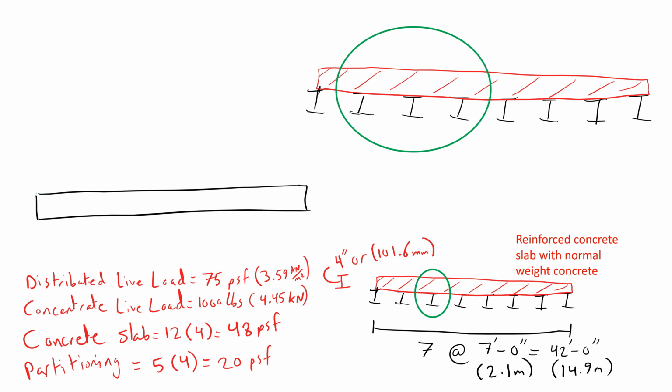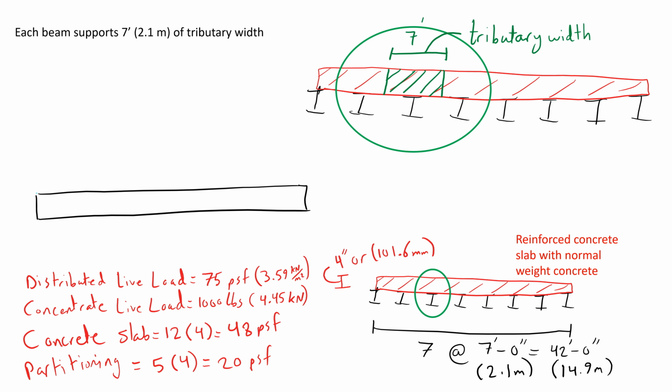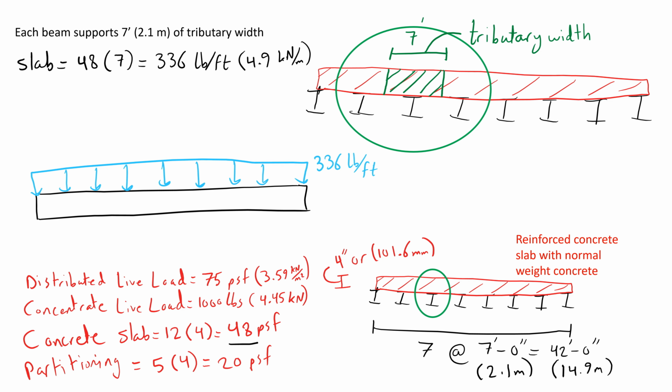Each beam carries the loads from half of the area between it and its neighboring beam from either sides, and thus the total width of the area of the load carried by the beam is 7 feet, and it's called the tributary width. This means that the linear dead load on the beam is the area load of the slab multiplied by the tributary width, which gives 336 pounds per foot.